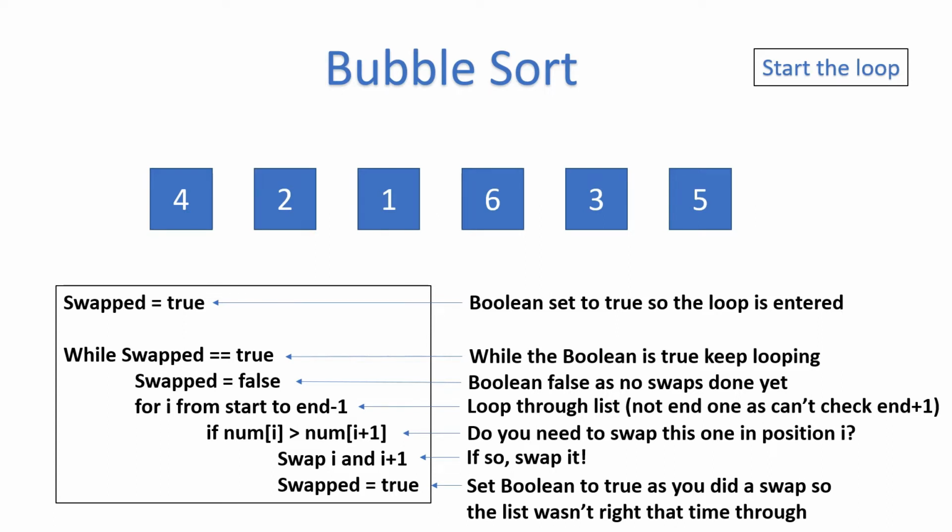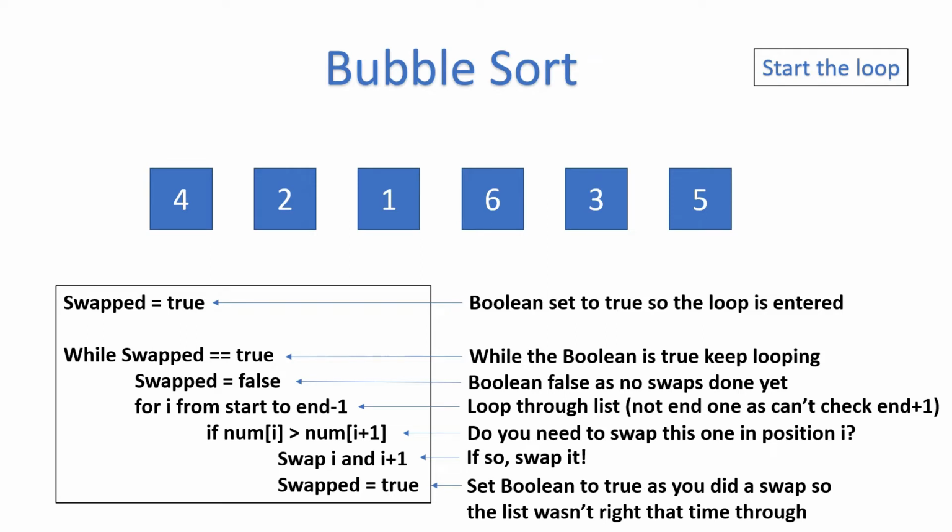It then goes for I from the start to 1 away from the end, and it compares the ith number with the I plus 1 number. That's why it's 1 away from the end. So it will compare the 4 with the 2, the 2 with the 1, the 1 with the 6, the 6 with the 3, and the 3 with the 5. So 3 is the ith number, and it compares it with the I plus 1. If it needs to swap, it does a swap, and it sets the flag to true.